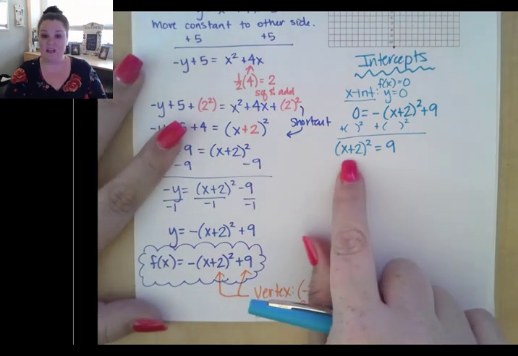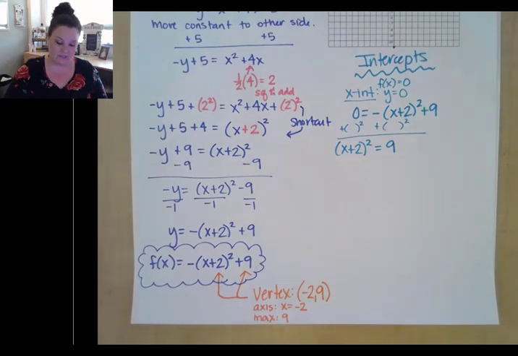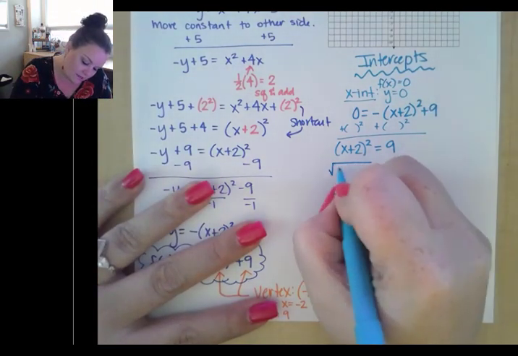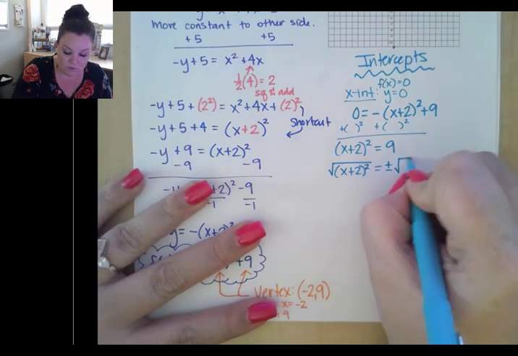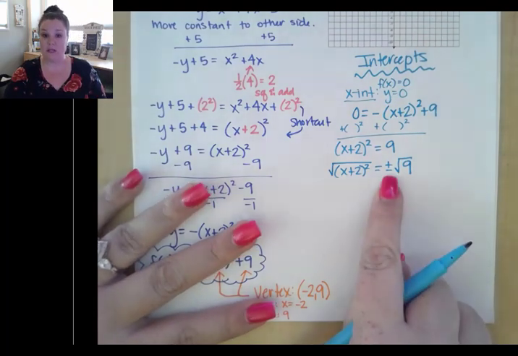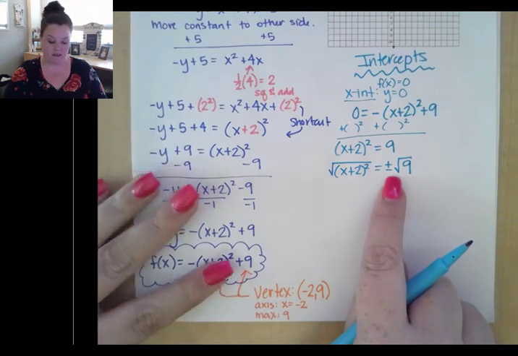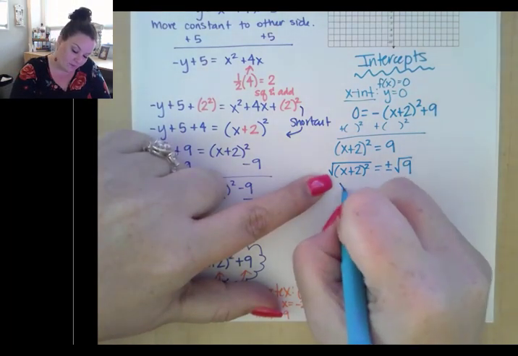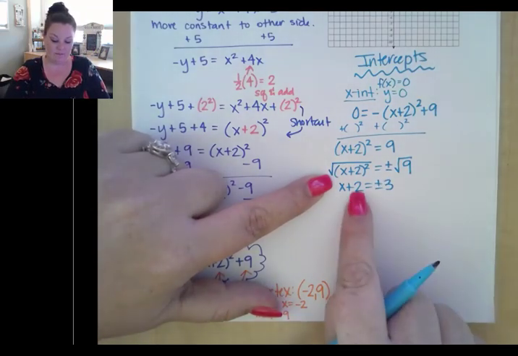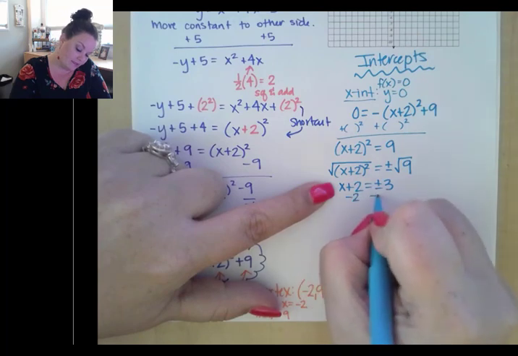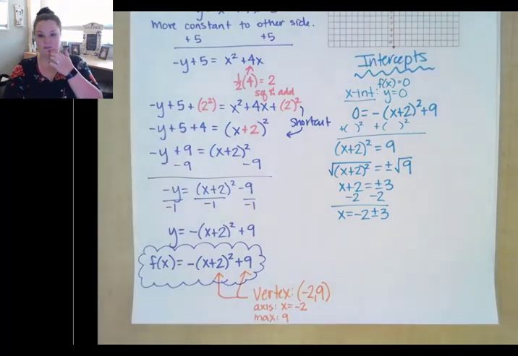And now that we have the thing that's squared completely isolated, we can just solve this by taking the square root of both sides. So if I take the square root of this side, my square and my square root will cancel, and I have to remember to do plus or minus. Anytime we solve by taking the square root, we have to put a plus or minus in there. Okay? So on this side, I'm left with x plus 2 is equal to plus or minus 3. And then I move my 2 to the other side by subtracting. So I have x is equal to negative 2 plus or minus 3.